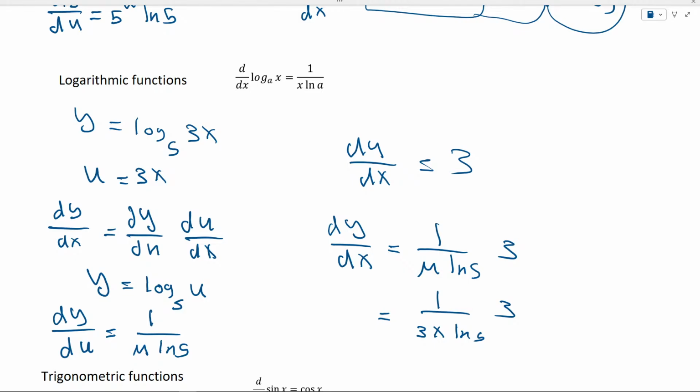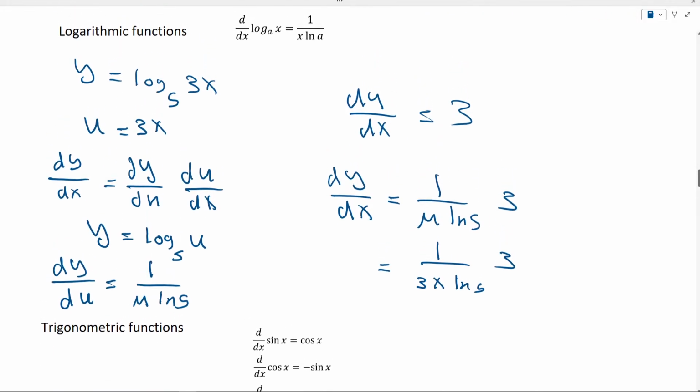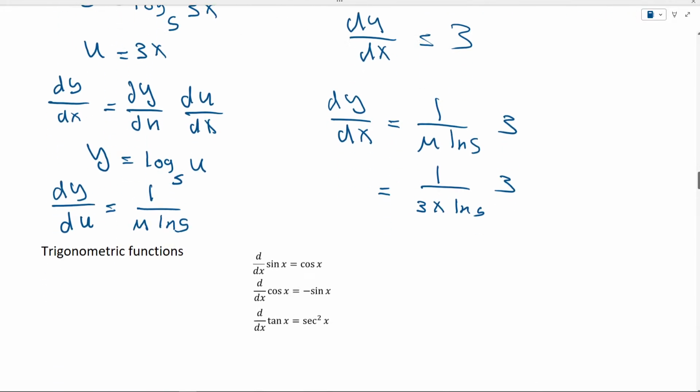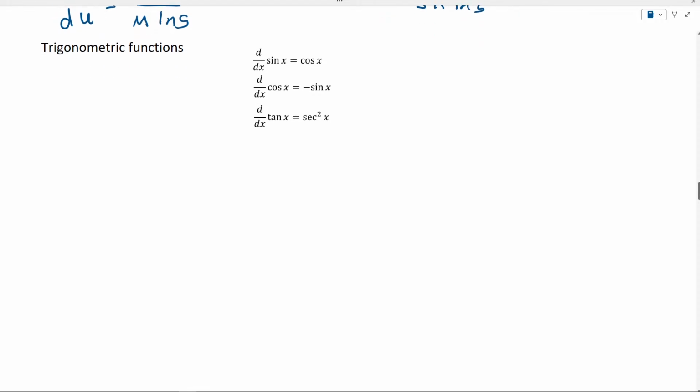So basically, yes, that's how you can solve something like this with the chain rule. You see how the chain rule is useful as a technique for solving these types of problems, as I told you before. It's like a trick. You can use it for solving problems.